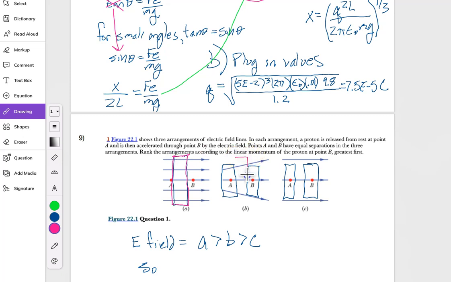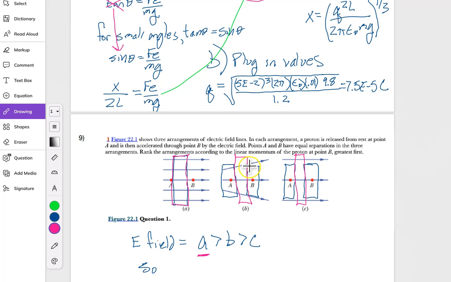If I look at that area and I look at this area and I look at this area, those 3 areas are all the same area. We're going to assume they are. Notice that there's 1, 2, 3, 4, 5 lines within that box, but here we only have 3, and here we have 3. So I know that A has the most lines within a certain area, so its electric field is the biggest.